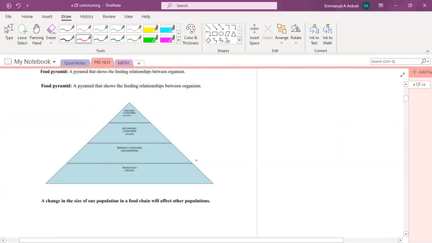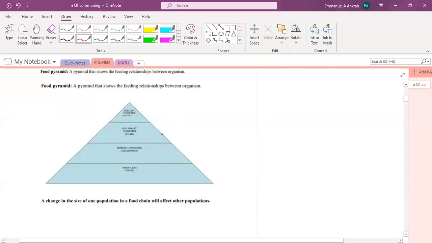Because you need more of those in the lower levels to produce food for those in the upper level. The upper levels become bigger and bigger organisms as you go up. So you have, for example, grasshopper as the primary consumer, and then you have the toad as the secondary consumer, and then, let's say, a snake as the tertiary consumer, and so on. So that's the food chain.